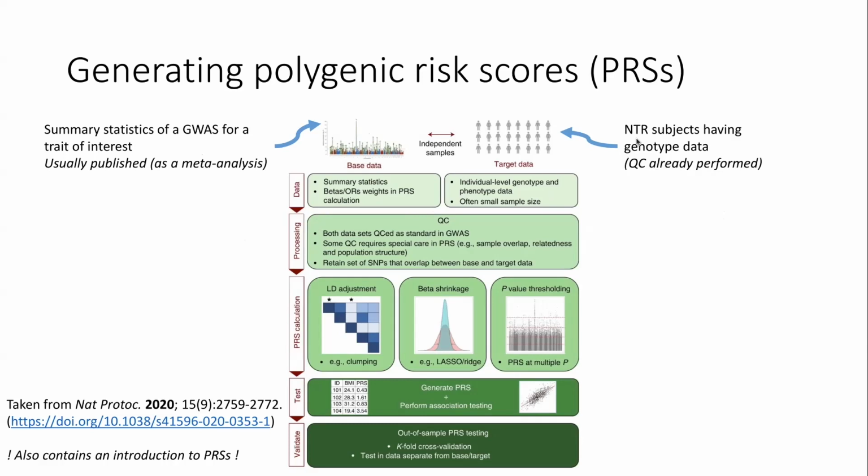the Netherlands Twin Register, the NTR, that have genotype data. It's very important that you already see it over here that these samples should be independent. So often genome-wide association studies are published as meta-analyses, and you should really make sure that the base data you have does not include the target data. Otherwise you get inflation of your downstream statistics. So that's very important. So the base data should not include the target data.